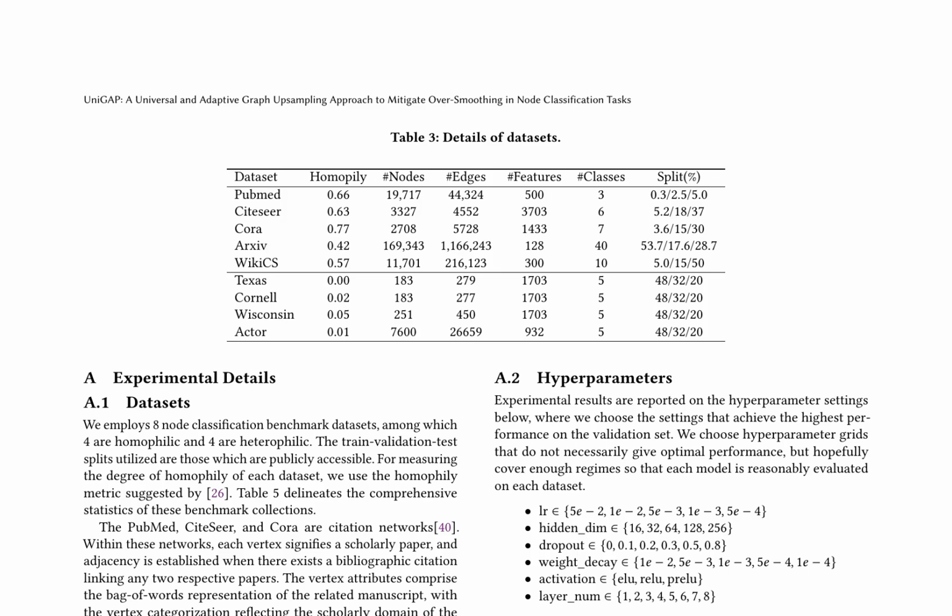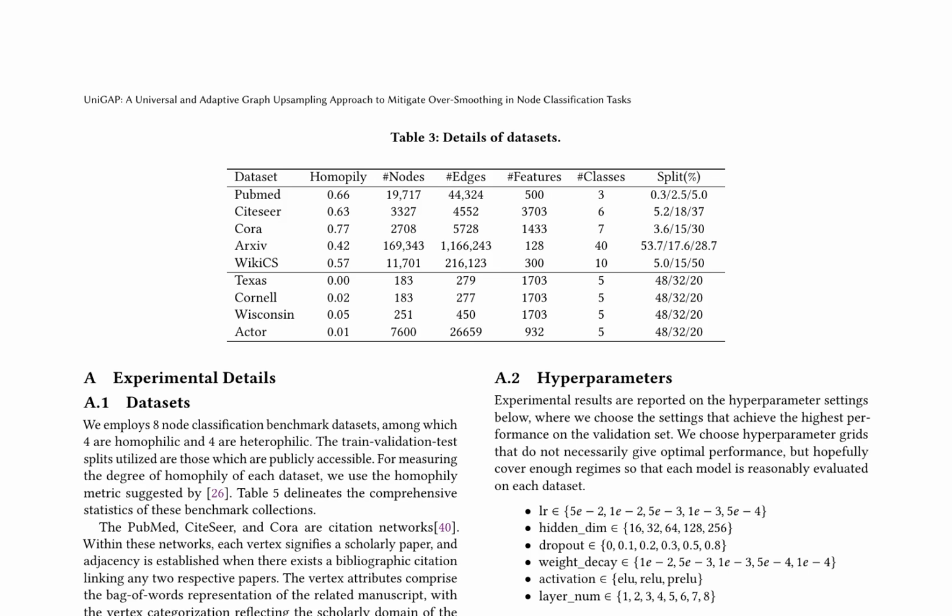The authors propose UniGAP, a universal and adaptive graph upsampling approach to mitigate oversmoothing in node classification tasks. 8 node classification benchmark datasets are employed, among which 4 are homophilic and 4 are heterophilic. The experimental details, including the hyperparameter settings, are outlined.